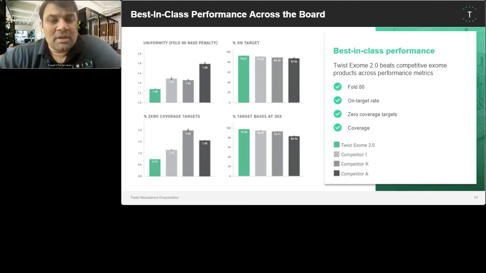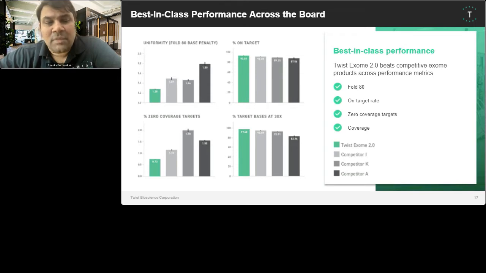The next thing is the on-target rate. This is the area where the biggest improvement is seen in our exome product. Now we have the best-in-class on-target rate, where we consistently hit greater than 93% with the new exome, indicating that our coverage is exceptionally good. Also, when you look at the zero-coverage targets, we are less than 1%, whereas the other vendors are greater than 1%.